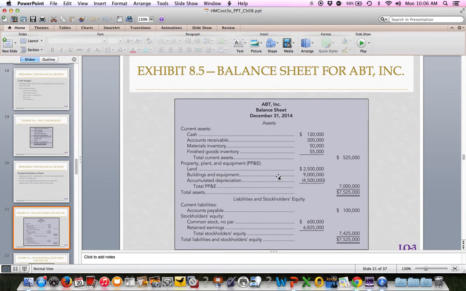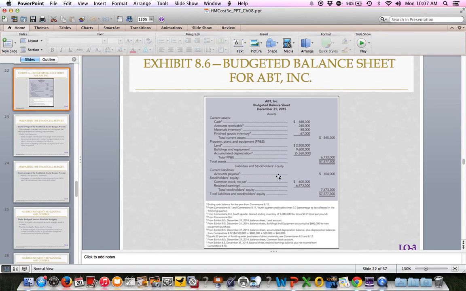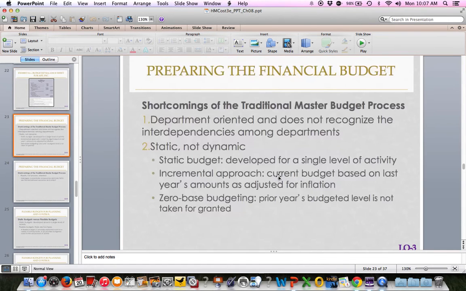So a balance sheet example, the same one on your screen, is on page 401. And again, kind of the culmination of the budgeting process. Here, if we meet all of our goals, here's what our balance sheet will look like. Okay, and so just another example of a balance sheet there. Okay, so the shortcomings of the traditional master budget process, they begin to talk about these on 401.